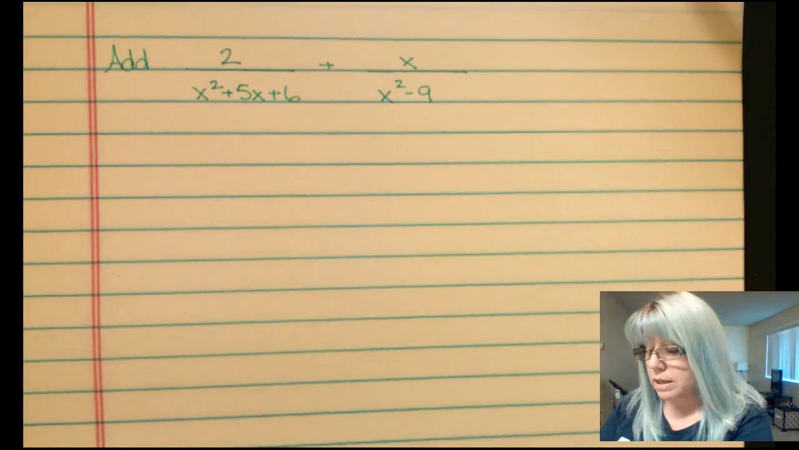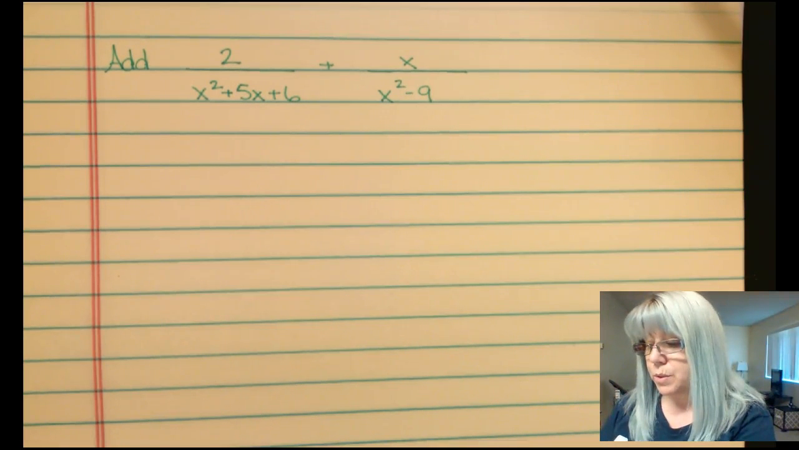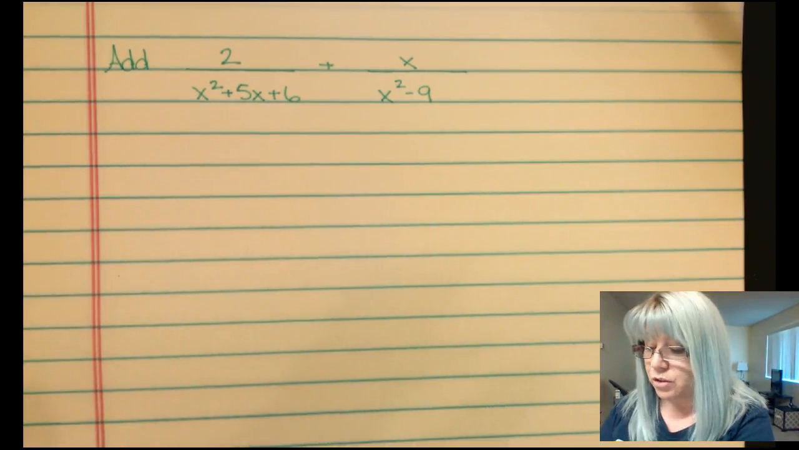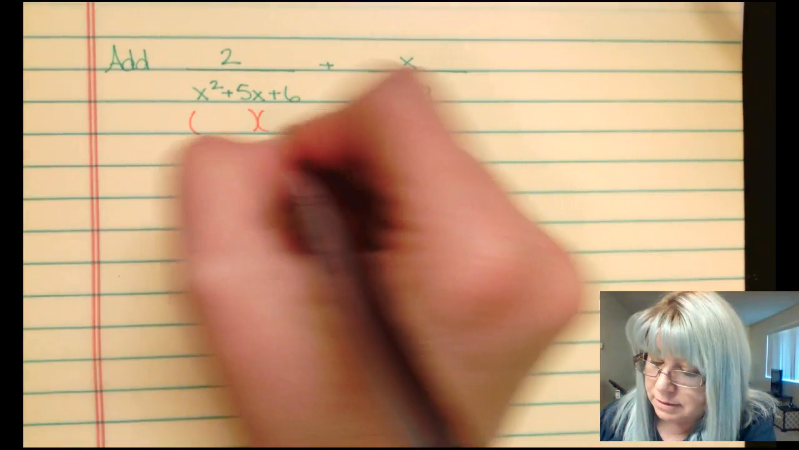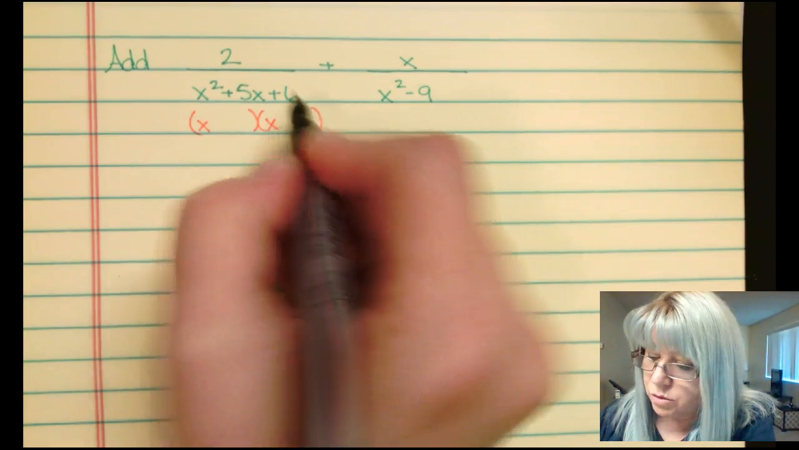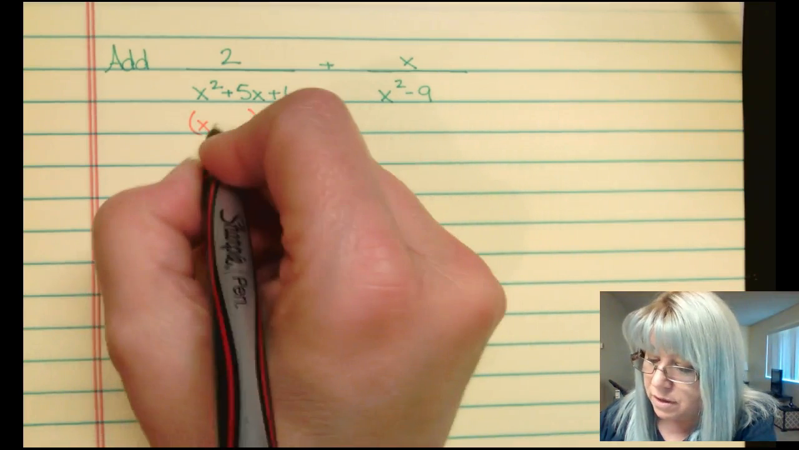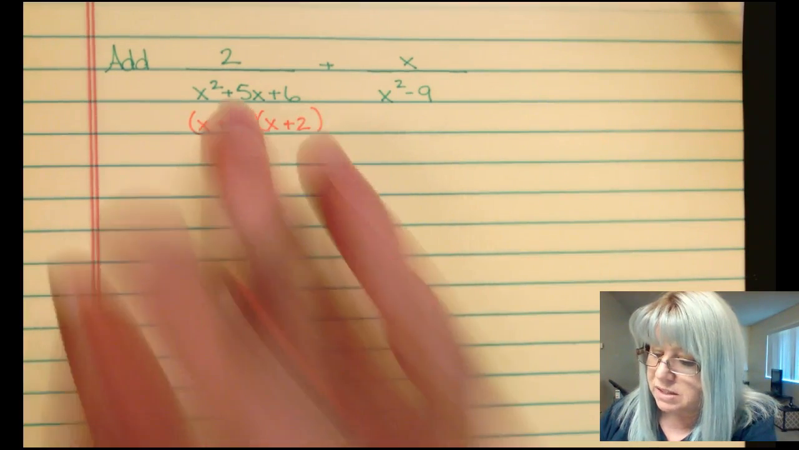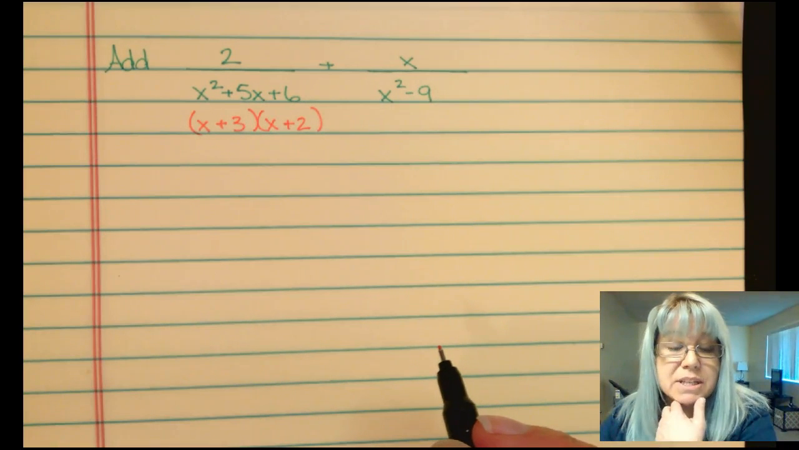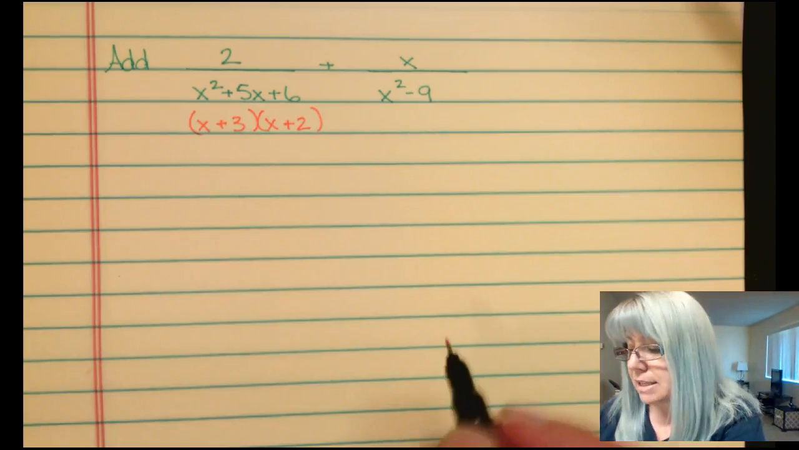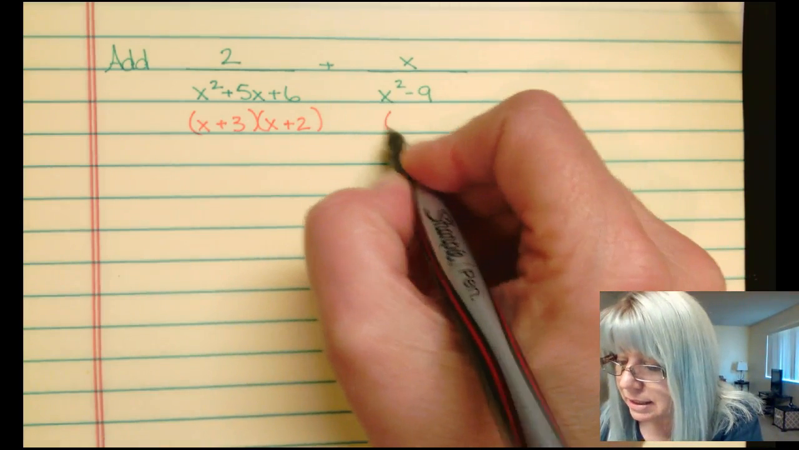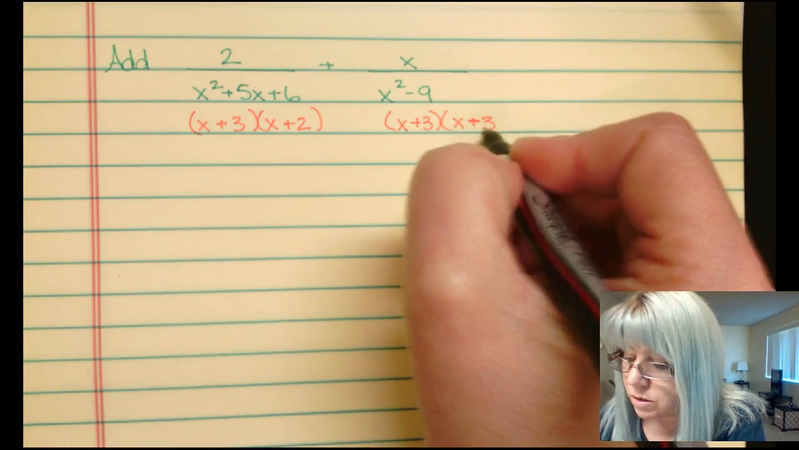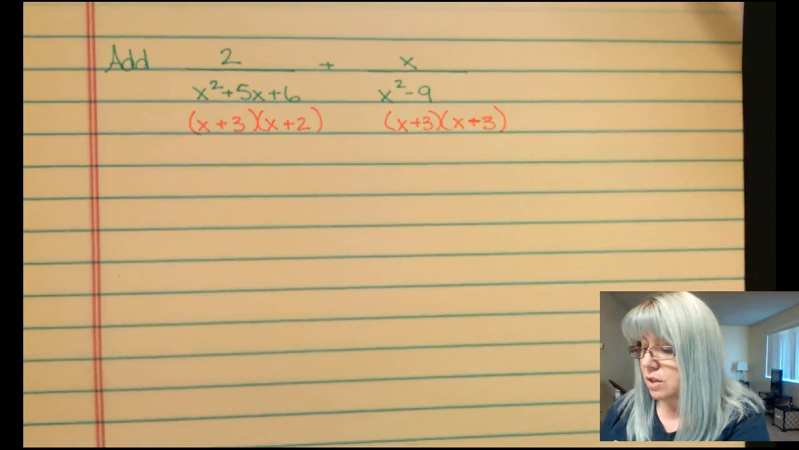All right, let's take it one more step. Okay, first step is to factor the denominator so I can see what my LCD is going to be. I'm not going to rewrite my problem. I'm just going to factor it where it sits. x squared plus 5x plus 6: two numbers that multiply to 6 but add to 5. That's going to be plus 3 and plus 2. 3 times 2 is 6, but 3 plus 2 is 5. So the x squared plus 5x plus 6 will factor into x plus 3 and x plus 2. As for x squared minus 9, that will be x plus 3, x minus 3. Sorry about that. Okay, x plus 3, x minus 3.